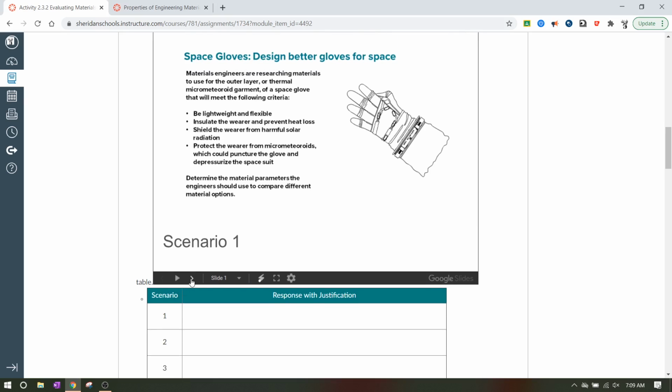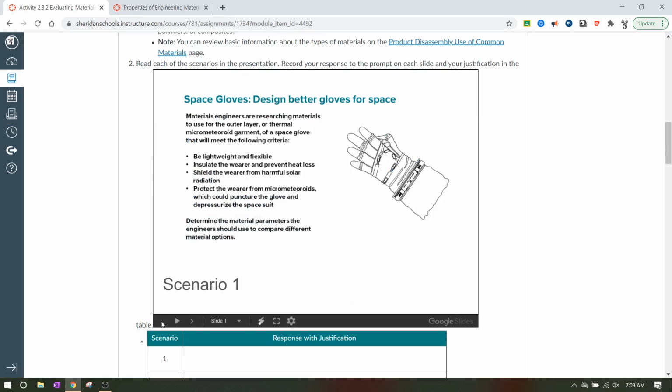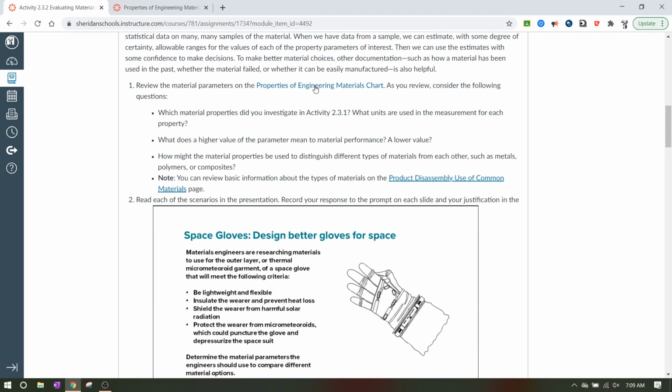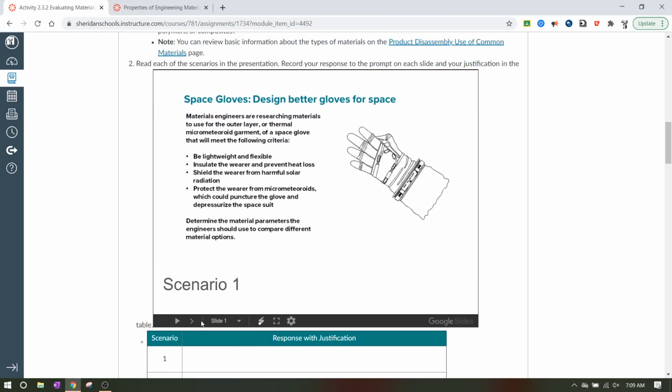All right, let's see if I can actually go to the next slide. There we go. I didn't read the last paragraph. Determine the material parameters that the engineers should use to compare the different material options. So the parameters are all up in this properties of engineering materials chart. You can look and pick parameters from that sheet, and you can put them into your response for this slide.